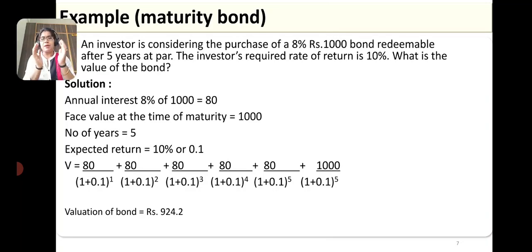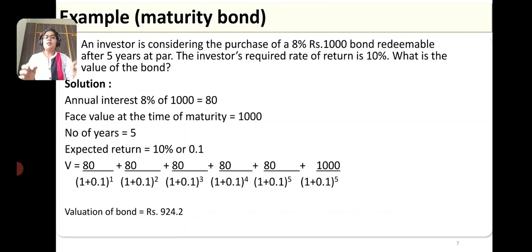So basically I am summing up all the cash inflows that can be generated from that bond. Now I am taking 80 that I am going to get for 5 years. For the first year, 80 divided by (1 plus 0.1) to the power of 1. For the second year, (1 plus 0.1) to the power of 2. Likewise I am taking it for all 5 years. Then at the end of the 5th year, I am going to get the principal amount back at par. There's no premium added, so I'm going to get 1000 back.